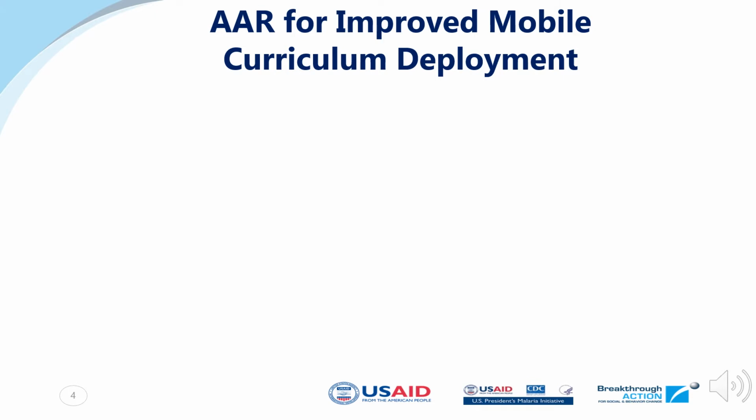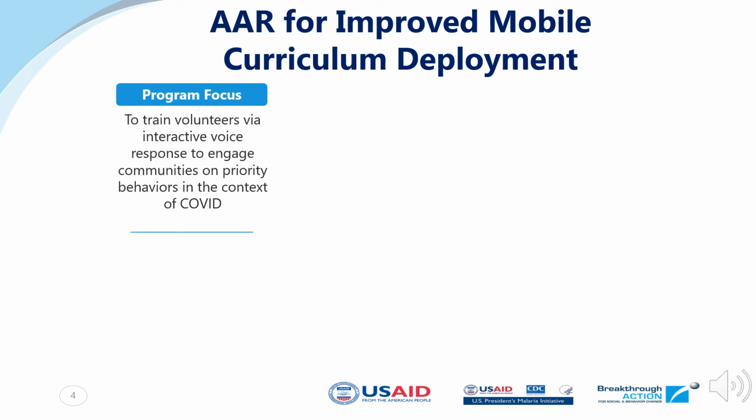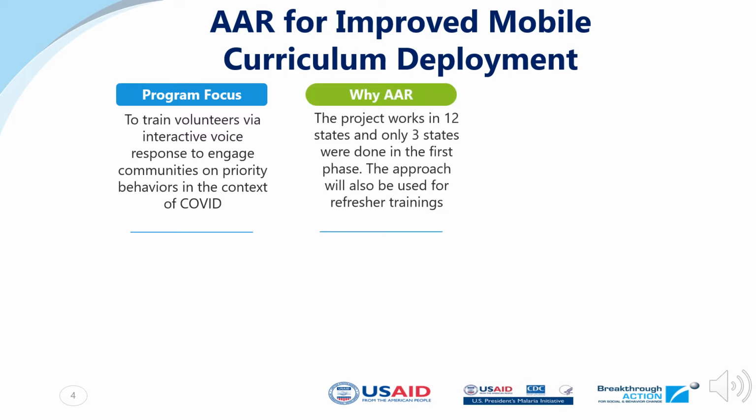For this particular example that I'm sharing, it's about how we deployed mobile curriculum to our community volunteers during the COVID era. That's the first wave. So we wanted to train these volunteers via interactive voice response to engage community on priority behaviors in the context of COVID. The reason we had to do this is because we work in about 12 states, and only 3 states were doing this in the first phase. The approach will be used for refresher training subsequently and would also be done in the remaining 9 states.